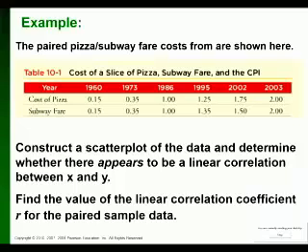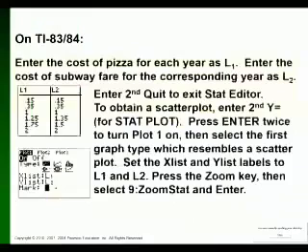I'm going to show you how to do that on the calculator, and just look at it and say, does there seem to be a linear relationship? And then we want to find that value of R. Let the calculator find it for us. All right. You enter your data in list 1 and list 2 the same way that we've always entered data. We've never had any other function that we had to have data in both lists, but here we do. So go ahead and put the cost of pizza in list 1 and the cost of Subway fare in list 2.